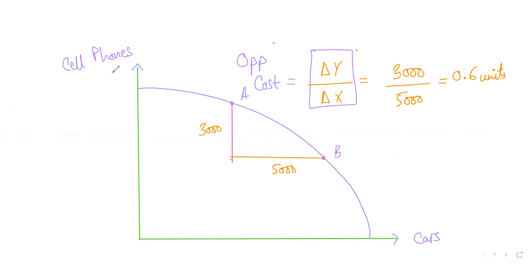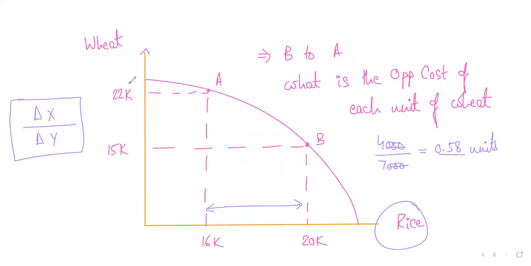In this case, you were giving up phones, moving from A to B. So how many units of phones you've lost divided by how many additional units of cars you produced, right? And in this example, we reversed the order. Why? Because now you're moving from this point to this point.